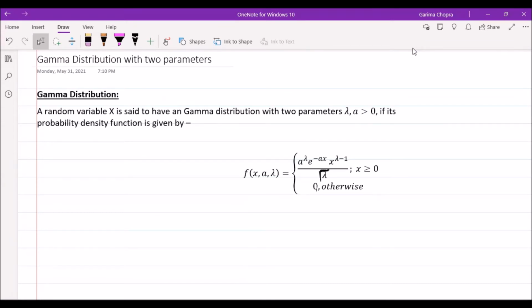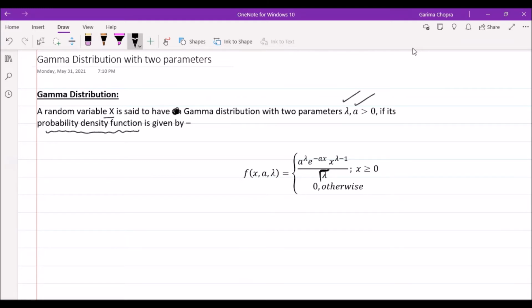So here we have a continuous random variable x. This random variable x is said to have gamma distribution with two parameters, lambda and a, and both of these parameters are greater than 0. So if x has gamma distribution with these two parameters, lambda and a, then its probability density function is given by this function f.